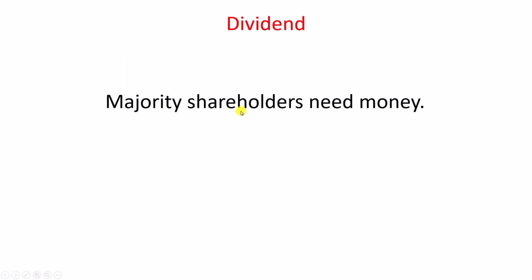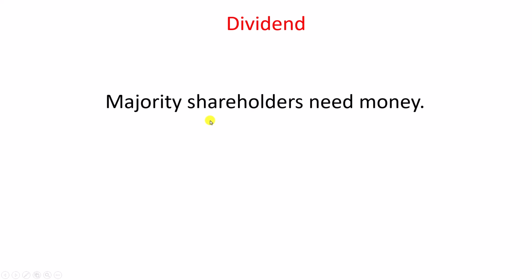Now you see, a company has shareholders, and generally the promoters will be the major shareholders of a company. And let us say that the promoters need money. So here I have written majority shareholders, meaning promoters. Why do they need money? Maybe they have a loan which they have to repay, or maybe they want to invest some money somewhere else, or they want to have some money to take care of some personal needs. But they want some money.